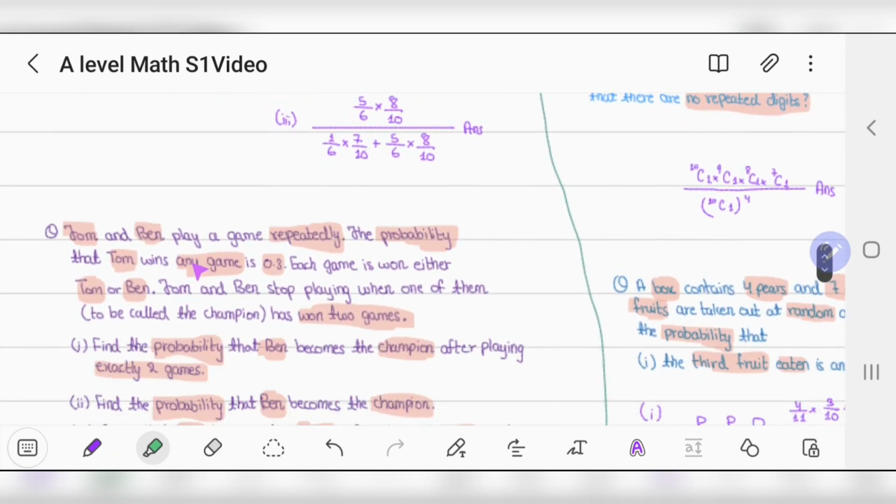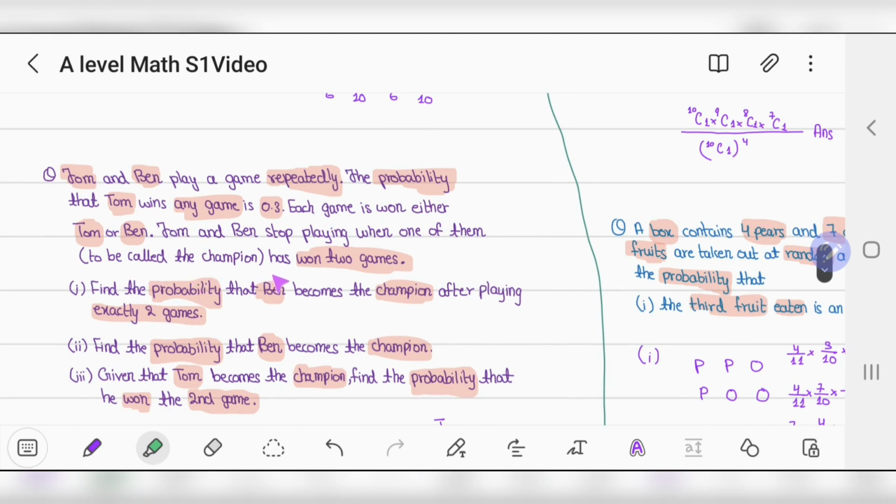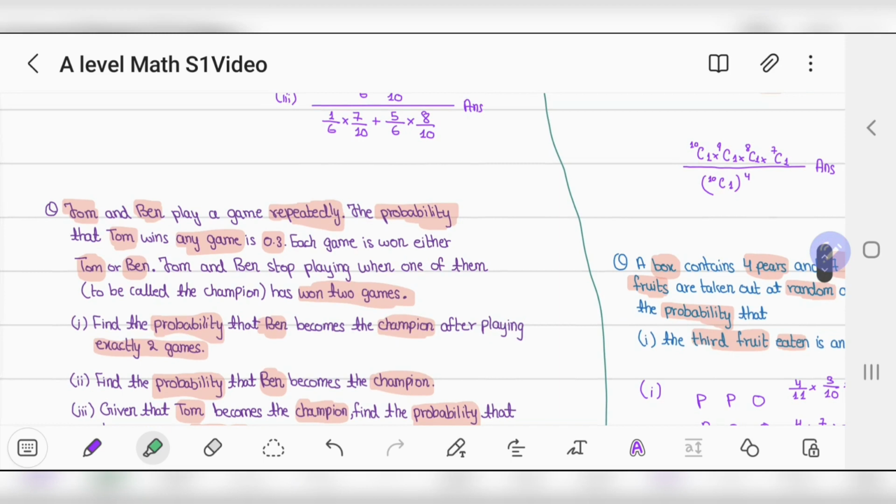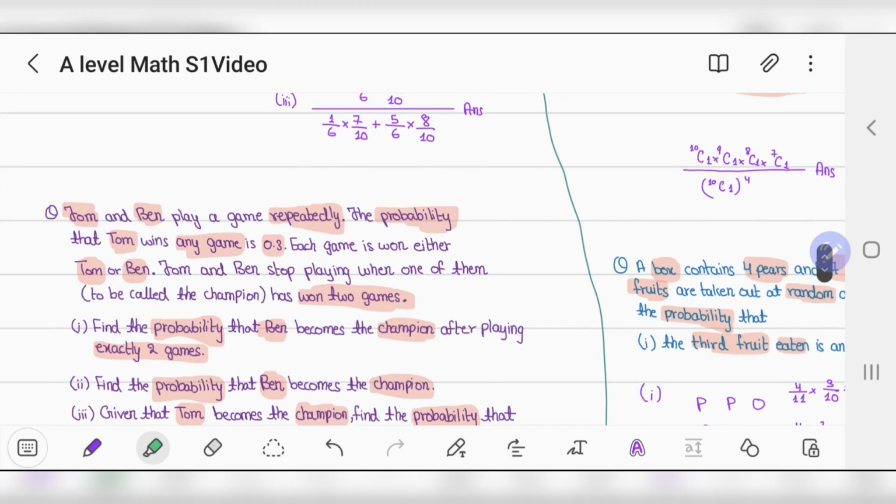Another question: Tom and Ben play a game repeatedly. The probability that Tom wins any game is 0.3. Each game is won by either Tom or Ben. Tom and Ben stop playing when one of them, to be called the champion, has won 2 games. Find the probability that Ben becomes the champion after playing exactly 2 games. Okay, after playing exactly 2 games, which means the probability that Tom wins the game is 0.3.